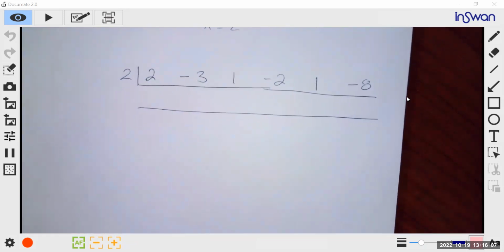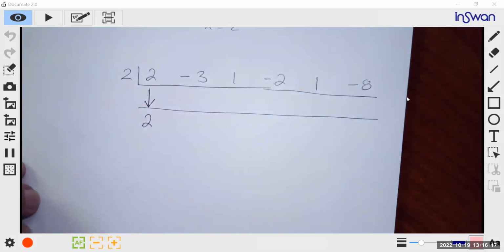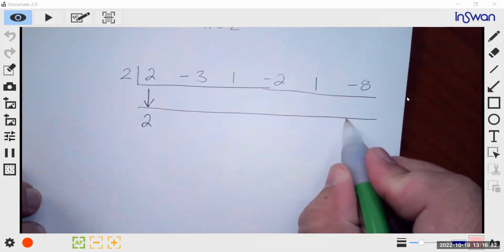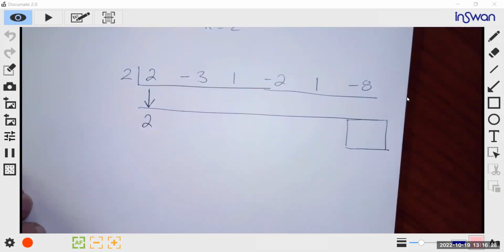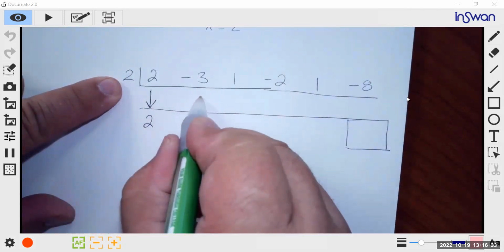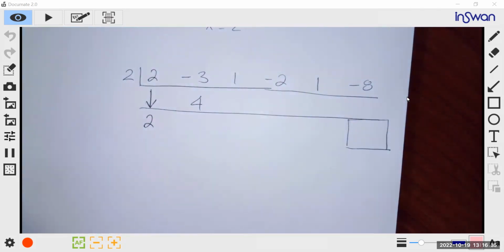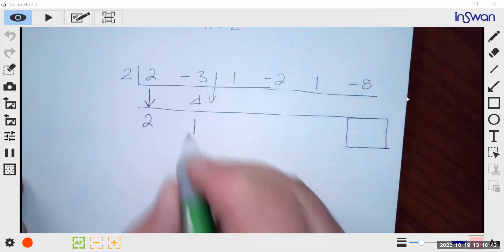Synthetic division is a process of multiplying and adding. That's it. So our first step, bring the first number down. The number that ends up here is your remainder. Now we multiply this number times this. 2 times 2 goes here. Add straight down. 4 minus 3 is 1.